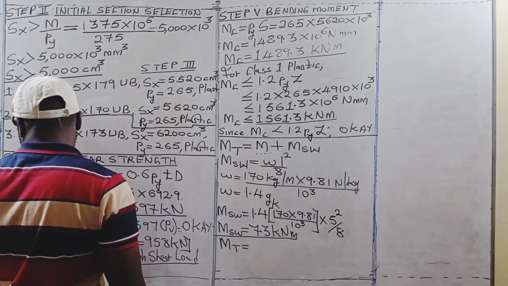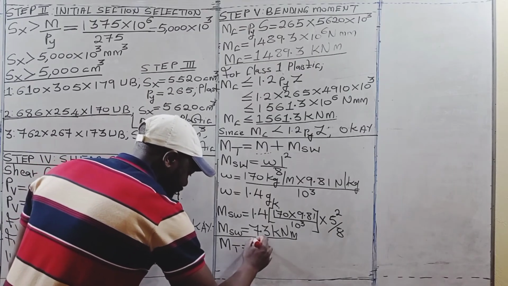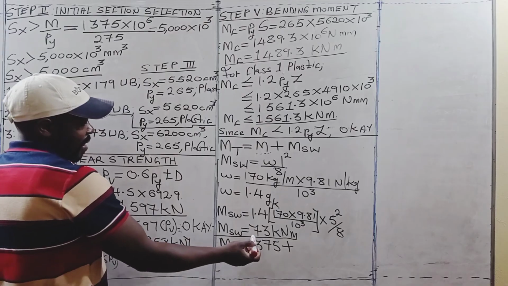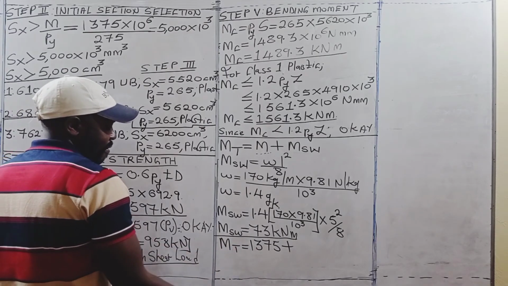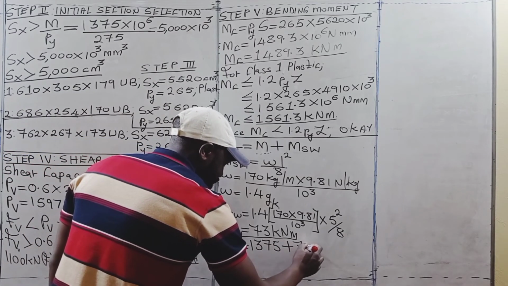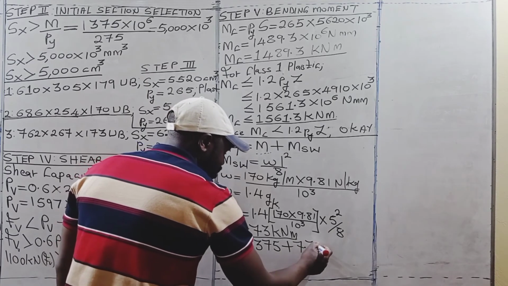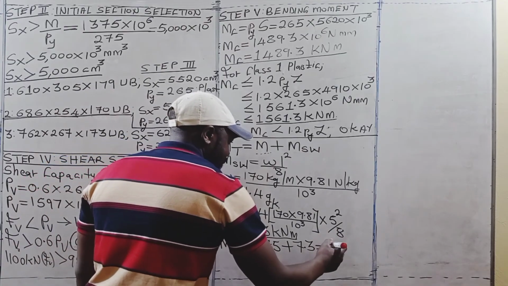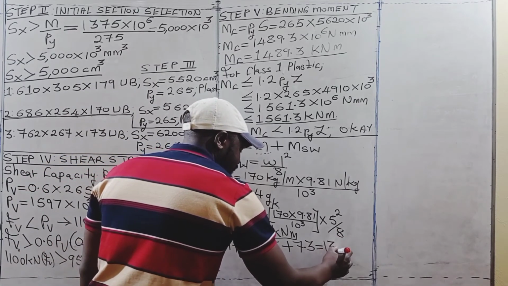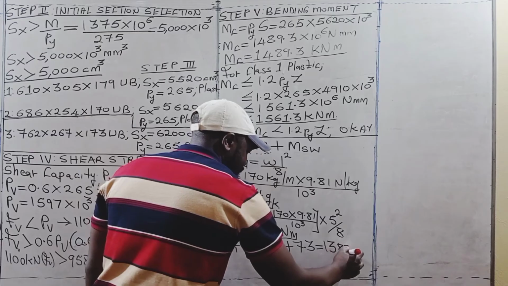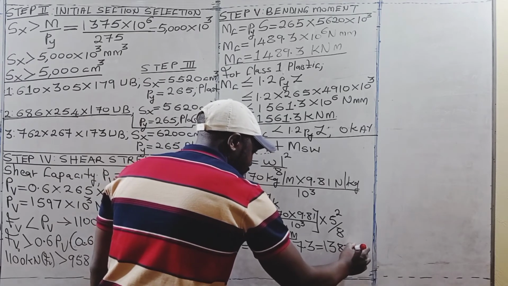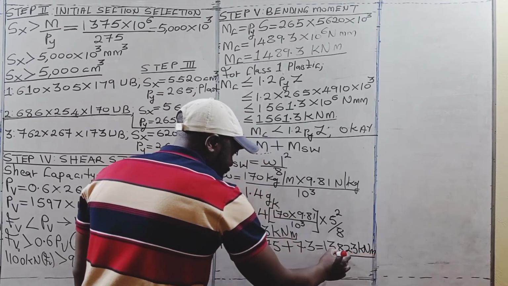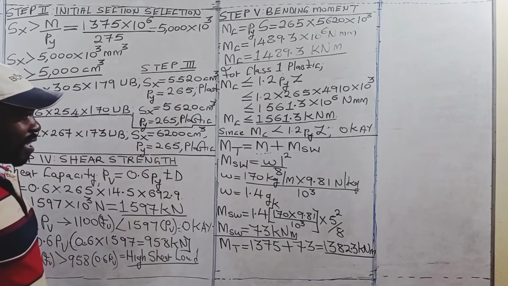Therefore, the total moment will be given by the design bending moment, which in this case we got as 1375 kilonewton meter. To 1375, we add the extra moment due to self-weight of the beam, which is 7.3 kilonewton meter. And when we add the two, we are going to have 1,382.3 kilonewton meter. Therefore, that is the total moment.